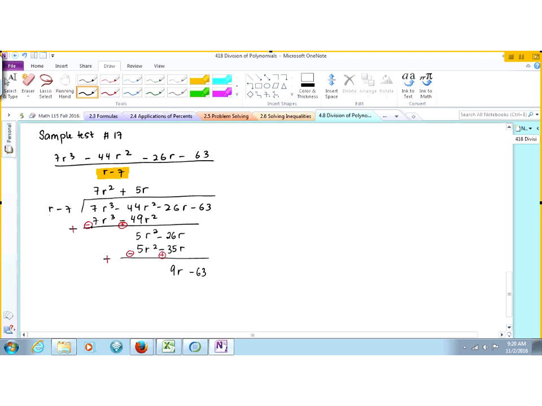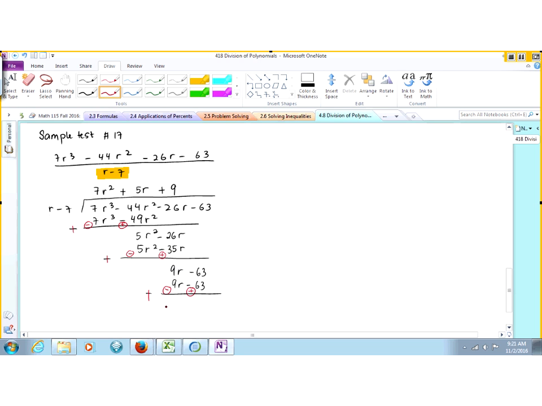Good. What is 9r divided by r minus 7? 9r divided by r is 9. Plus. So 9 times r minus 7 is 9r minus 63. So subtract. Instead of subtracting, we add with the opposite. Do you see how I always change the sign? And I put a small circle there. Do you know why I did that? So you know which are the new signs, right?